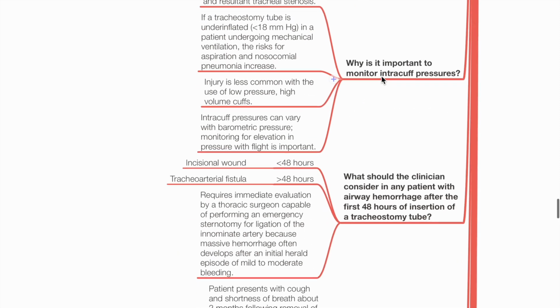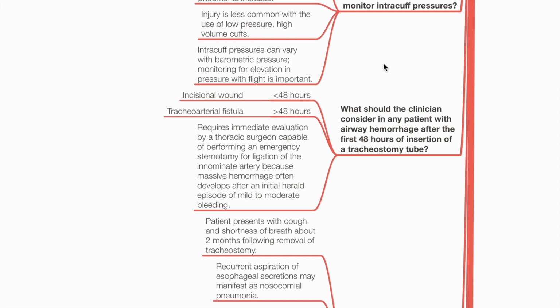What should the clinician consider in any patient with airway hemorrhage after the first 48 hours of insertion of a tracheostomy tube? Hemorrhage may occur from the incisional wound if the operation is less than 48 hours. Beyond 48 hours, consider tracheoarterial fistula. This requires immediate evaluation by a thoracic surgeon capable of performing an emergency sternotomy for ligation of the innominate artery, because massive hemorrhage often develops after an initial episode of mild to moderate bleeding.